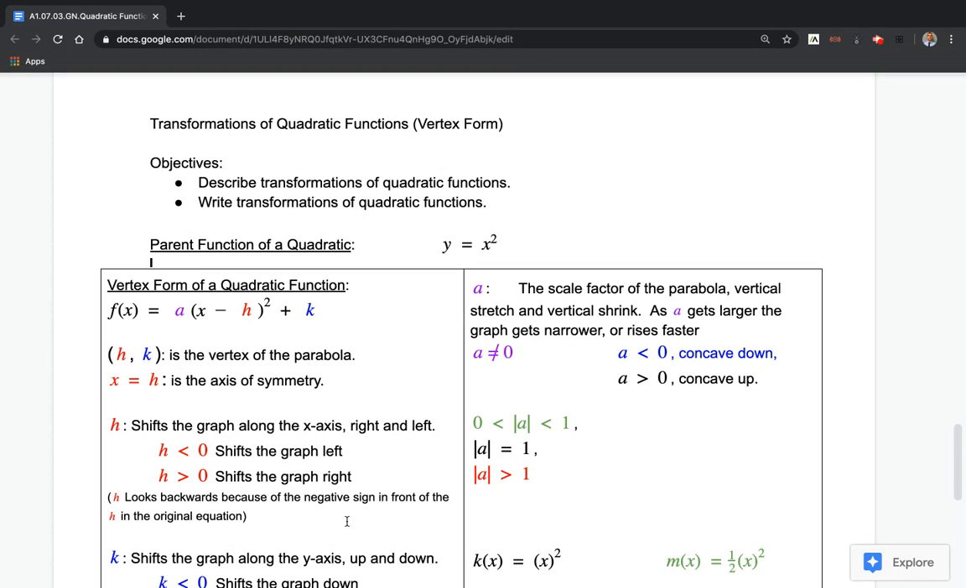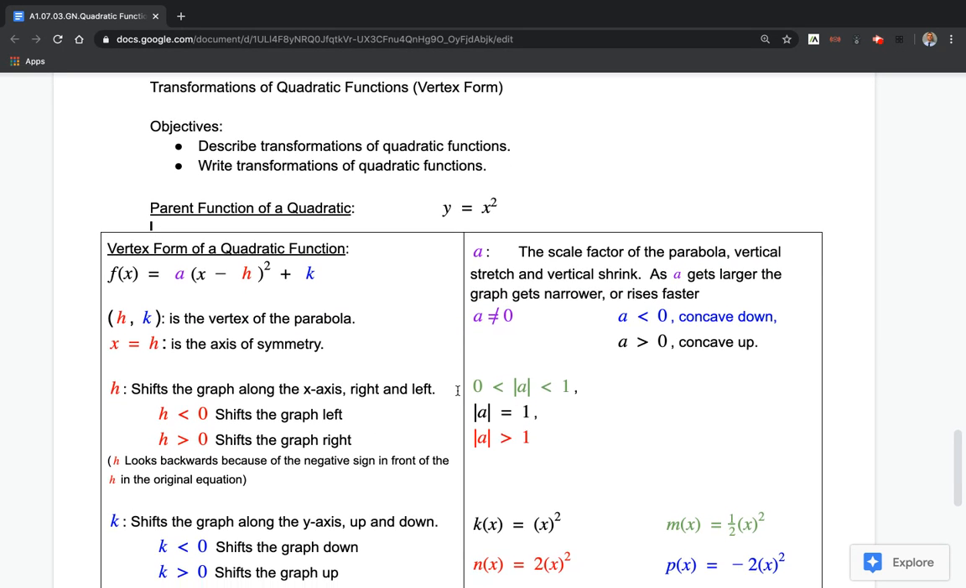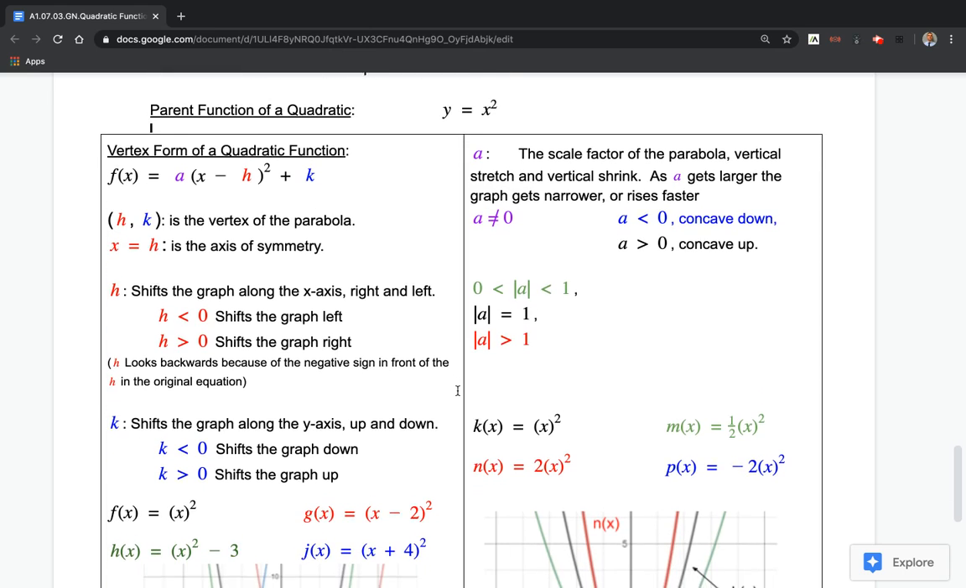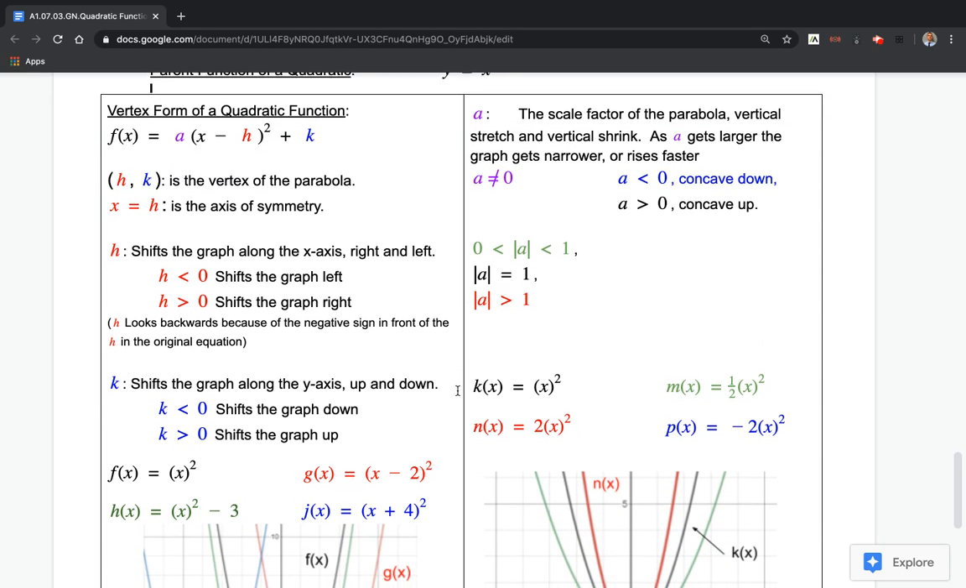Talking about transformations of quadratic functions in vertex form, and we want to describe transformations of quadratic functions and write transformations of quadratic functions. So for a quadratic function, the parent function is always y equals x squared. There are some variations that we can have for that, and one of those is vertex form of a quadratic function.